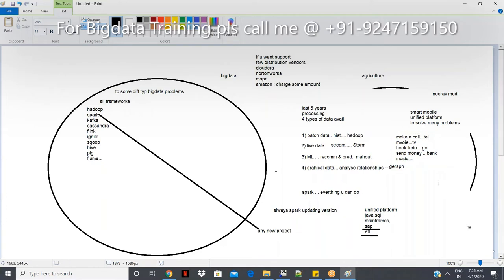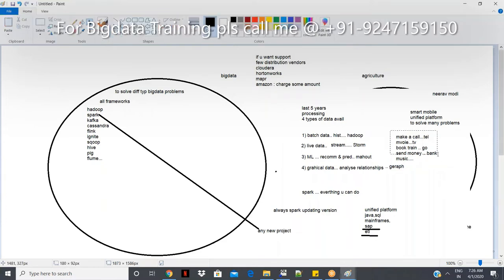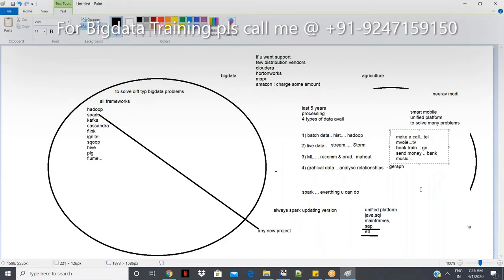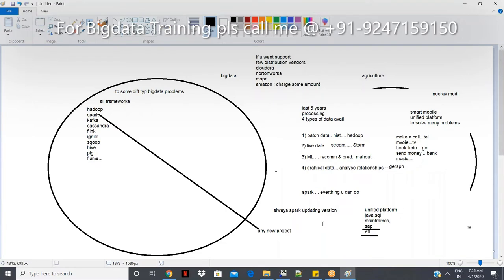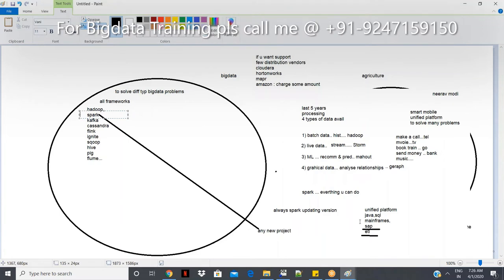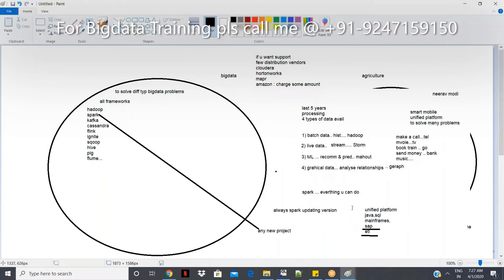Okay, smart mobile is an extension to all this technology, all this emission system. Similarly, Apache Spark is an extension to all the systems. It is not a replacement. That's why you are using Apache Spark, that is the reason.